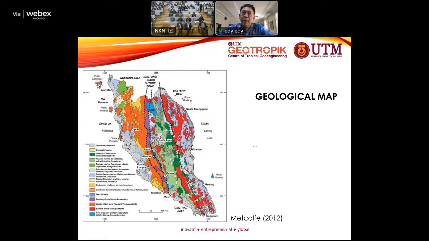where we have the limestones, granites, and the Kenny Hill Formation, that is sedimentary. So we do have three types of very big difference of the rock types in Kuala Lumpur itself.